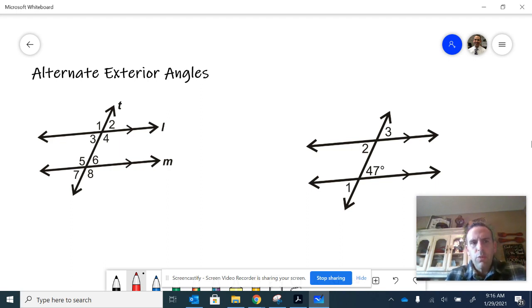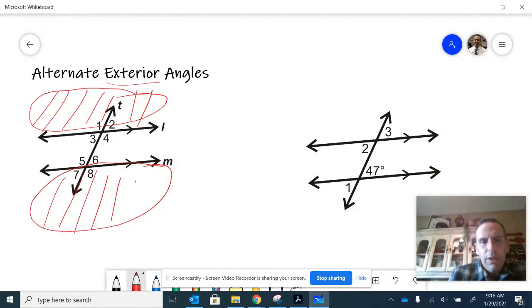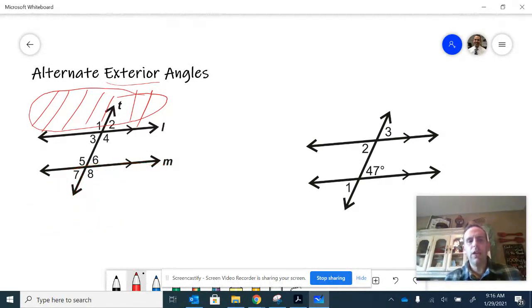Hello. In this lesson, we want to examine alternate exterior angles. Remember, the exterior portion of our diagram is the portion that's outside the parallel lines. So we have the exterior region up here, all of this region above the parallel lines, and all of this region below the set of parallel lines is considered to be exterior, outside the parallel lines. Alternate, again, means on opposite sides of the transversal.